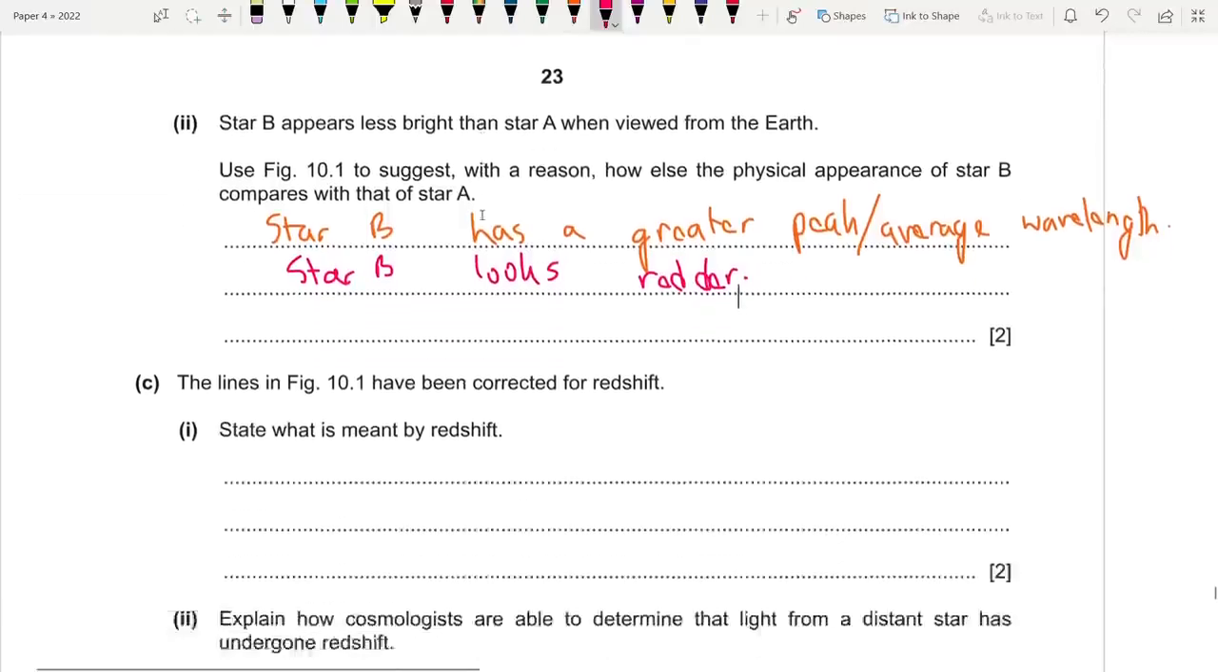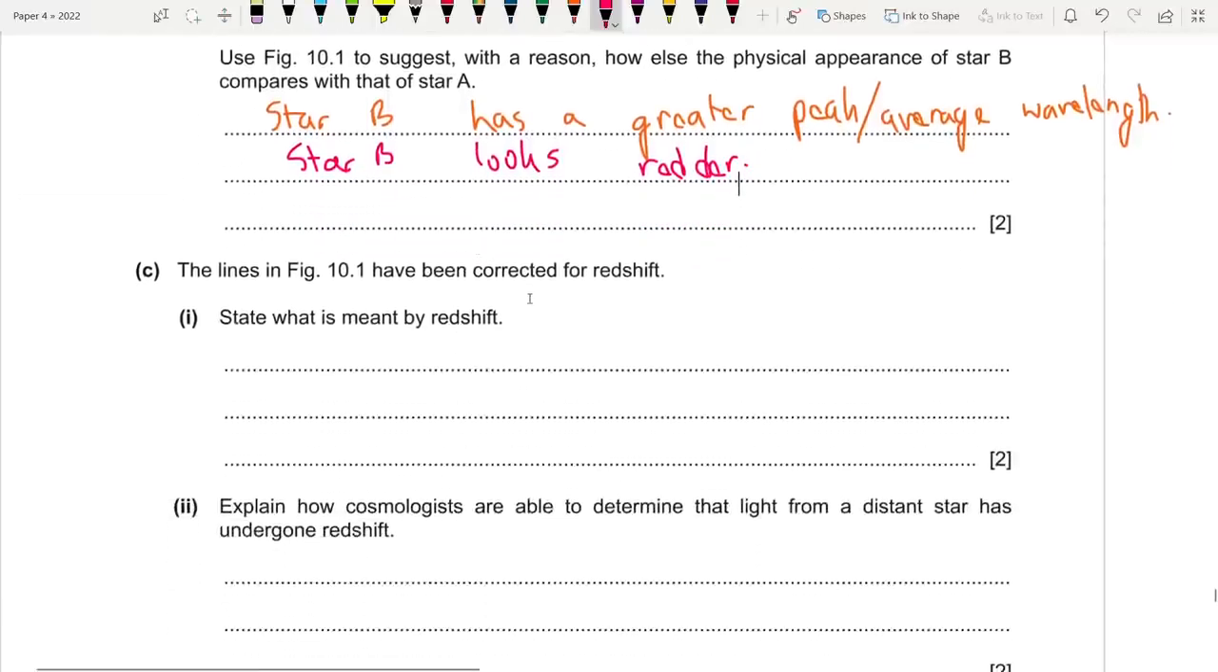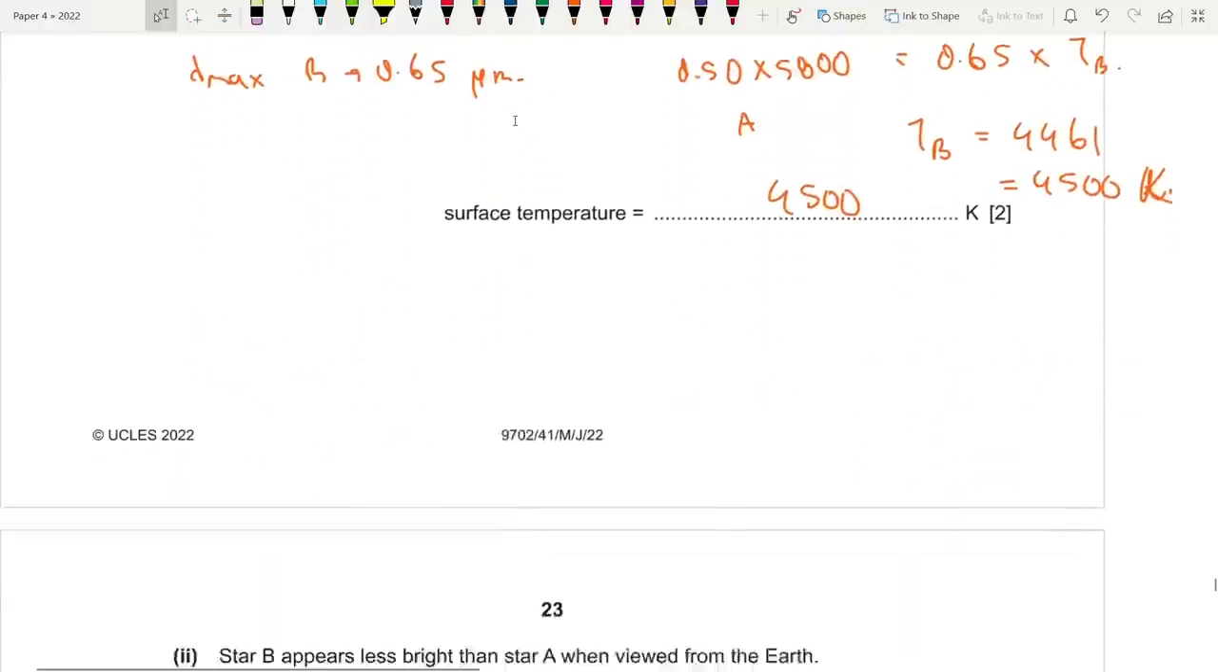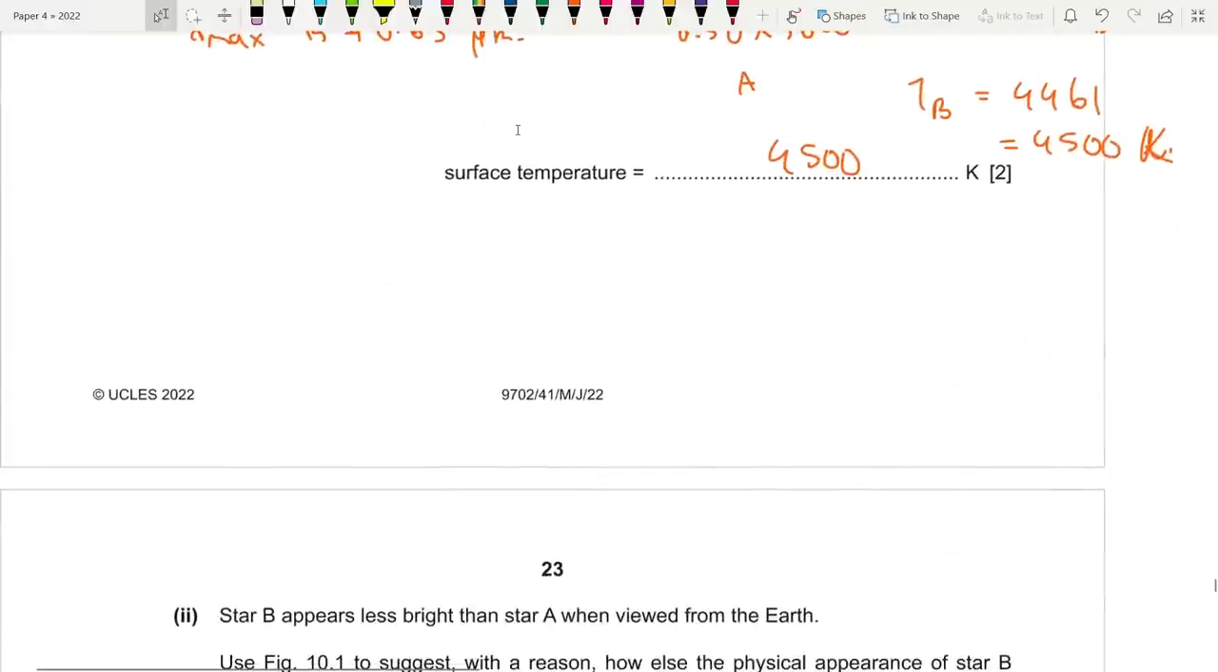Okay, it looks redder. Now the lines in 10.1 have been corrected for redshift. Okay, what's redshift? We know that the universe is constantly expanding, right? The universe is constantly expanding. So as objects are moving further away from us, the Doppler effect is occurring. So when an object goes away from you, for example, an ambulance which is going away from you, the Doppler effect occurs and the wavelength increases essentially.